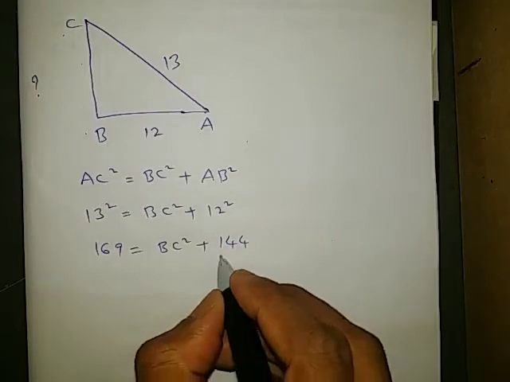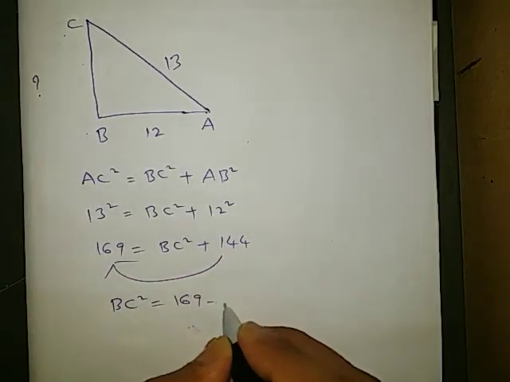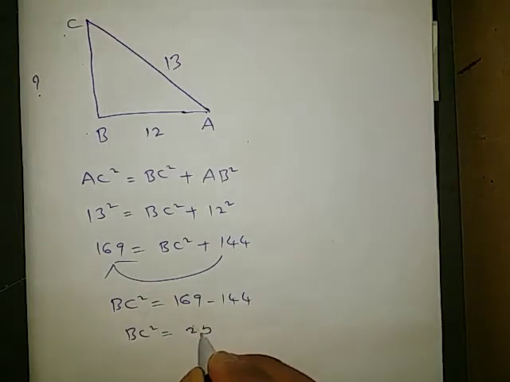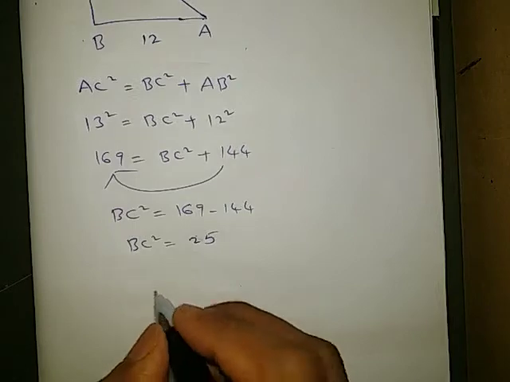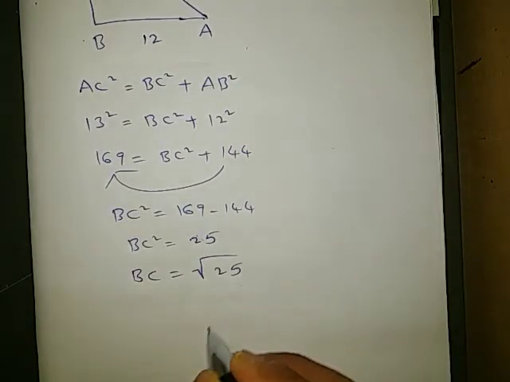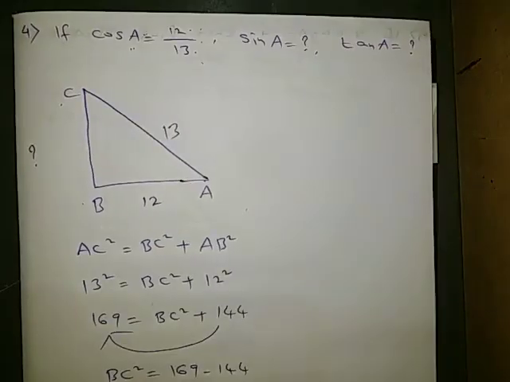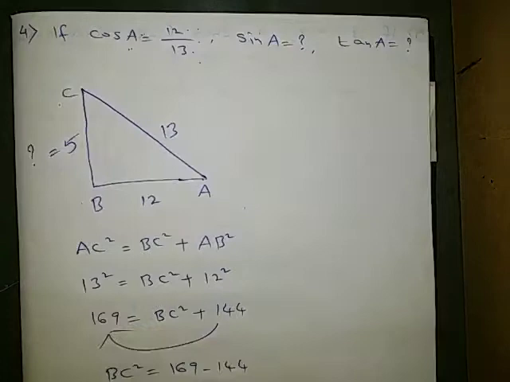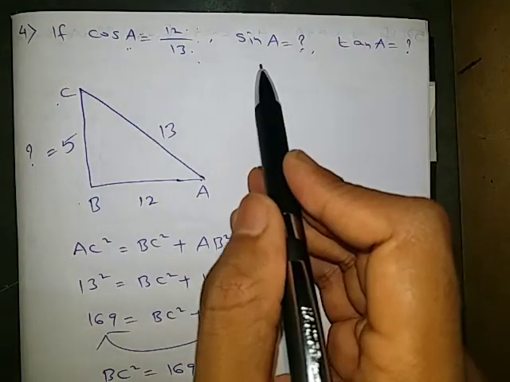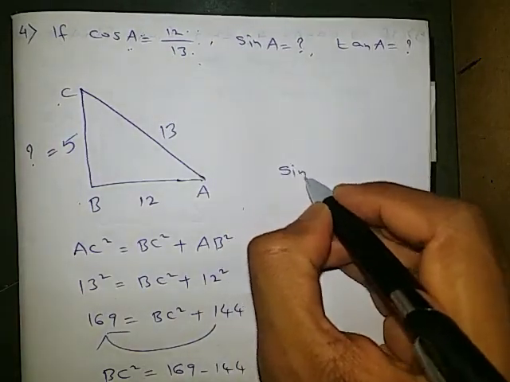We want BC square, so take 144 to this side. So BC square is equal to 169 minus 144. So BC square is equal to 25. So BC square is 25, which means the BC value is under root 25. Root 25 is 5. So now BC we also got as 5 centimeters or 5 units or whatever it may be. Next, he is asking to find the values of sin A and tan A. So let us find out those two values.